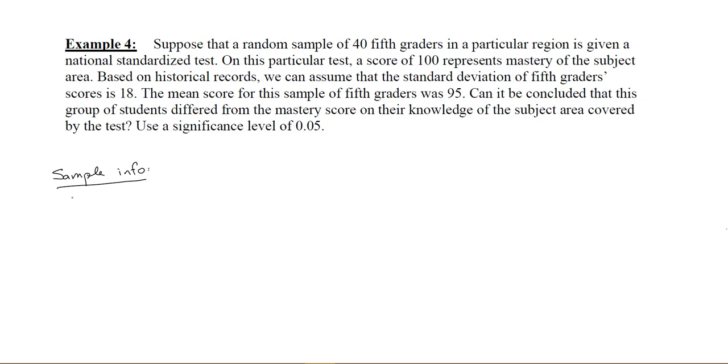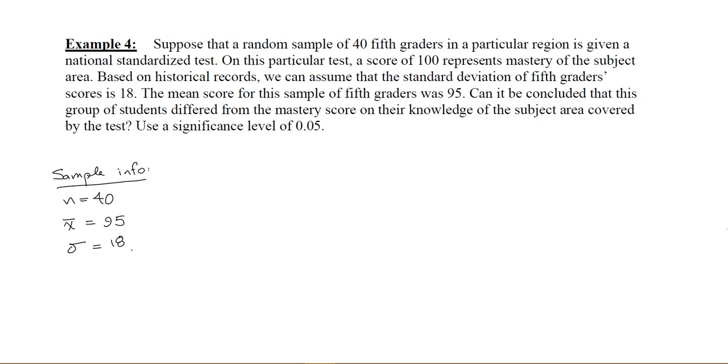So what do we find first? Our n, our sample size, is 40. Our sample mean, which is represented by x bar, that's 95. What else do we know? We do know the population standard deviation, which is 18, or we're allowed to assume it. So that would give us a sigma of 18. Notice I'm using sigma because it's a population standard deviation. I would be using s if this information was just for the sample.